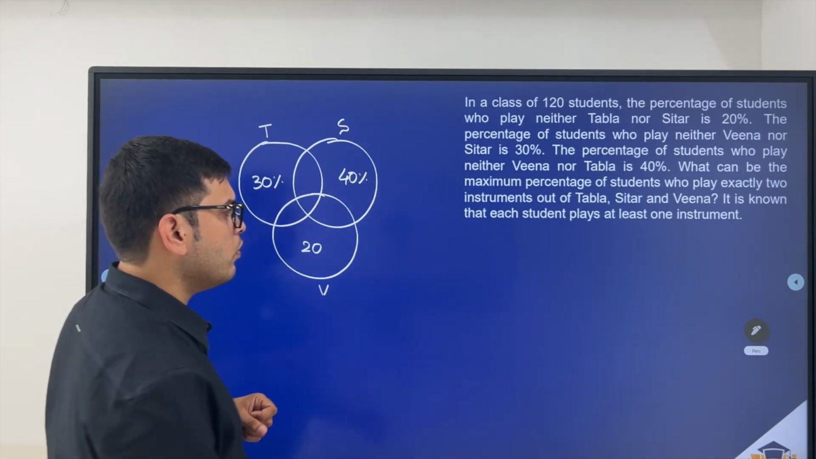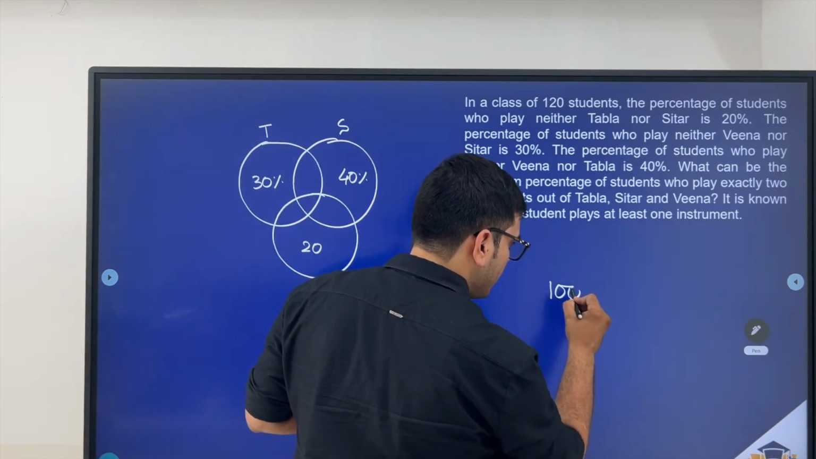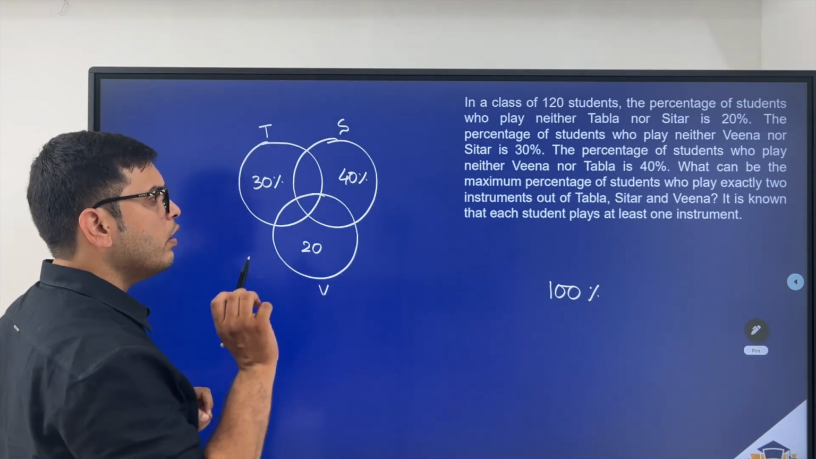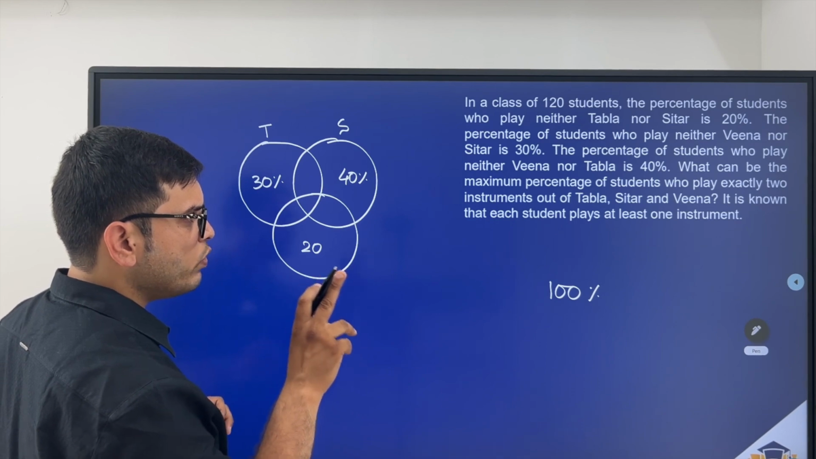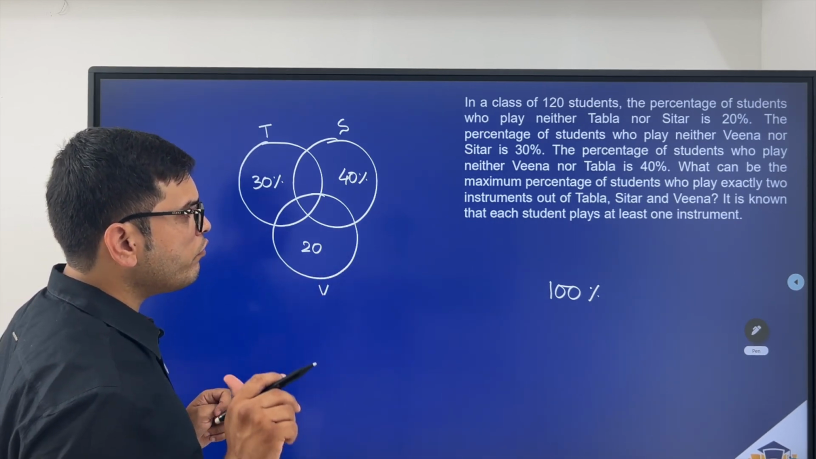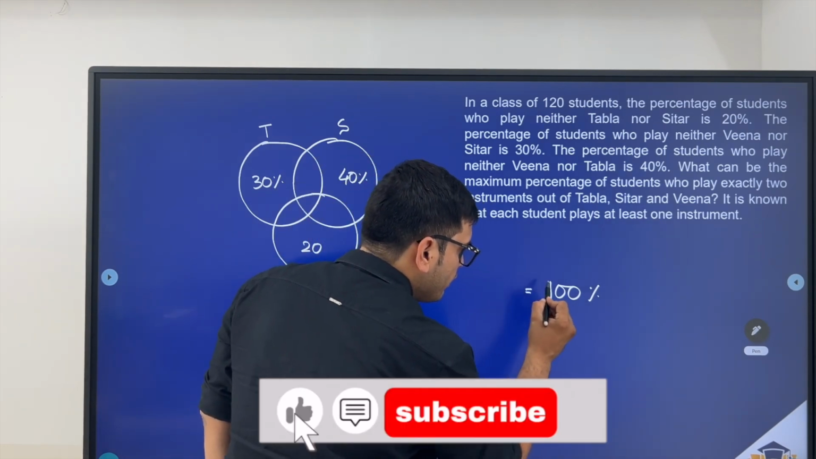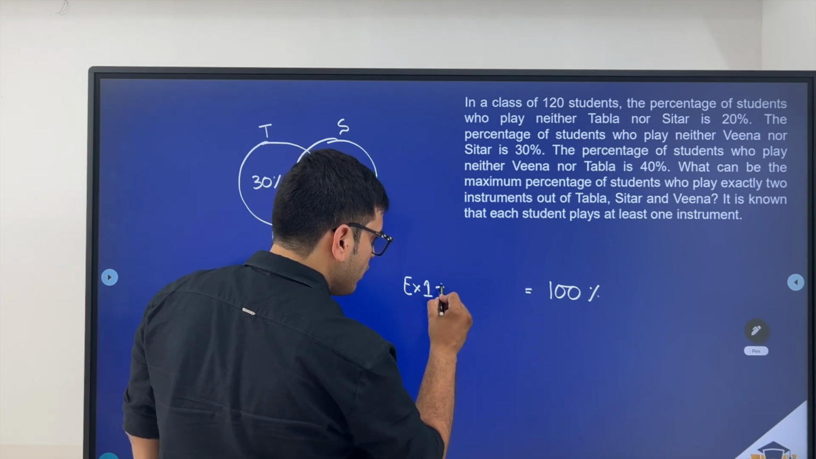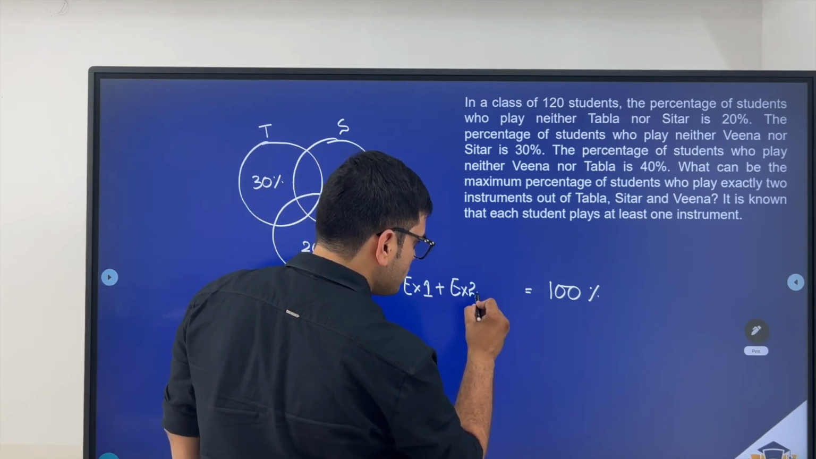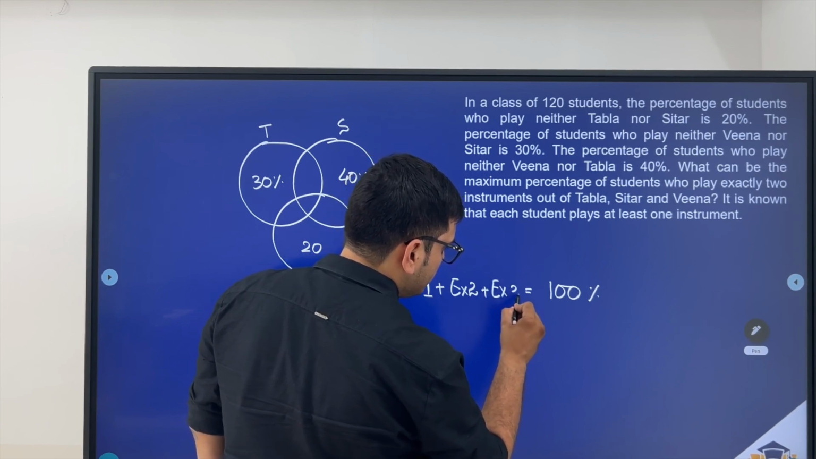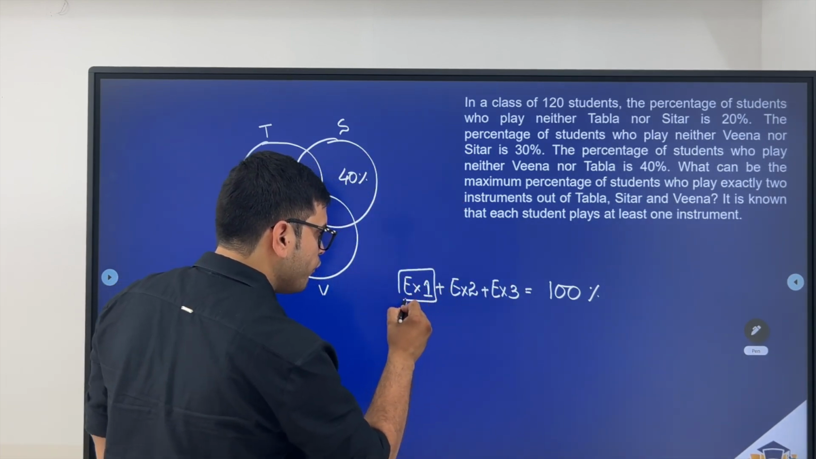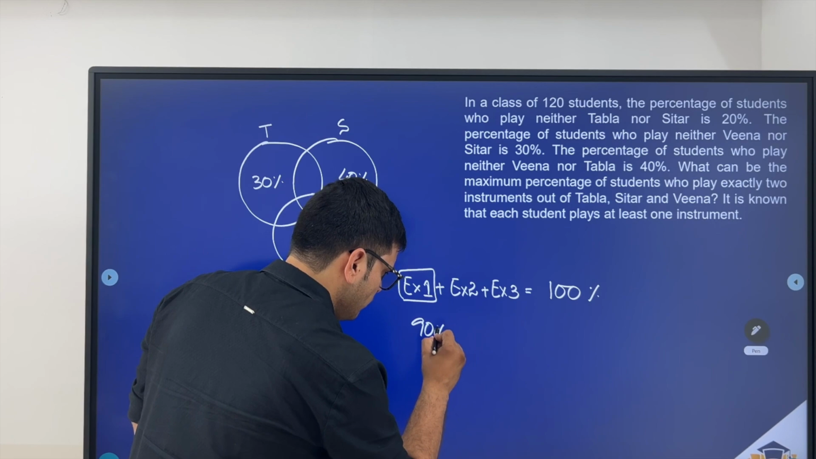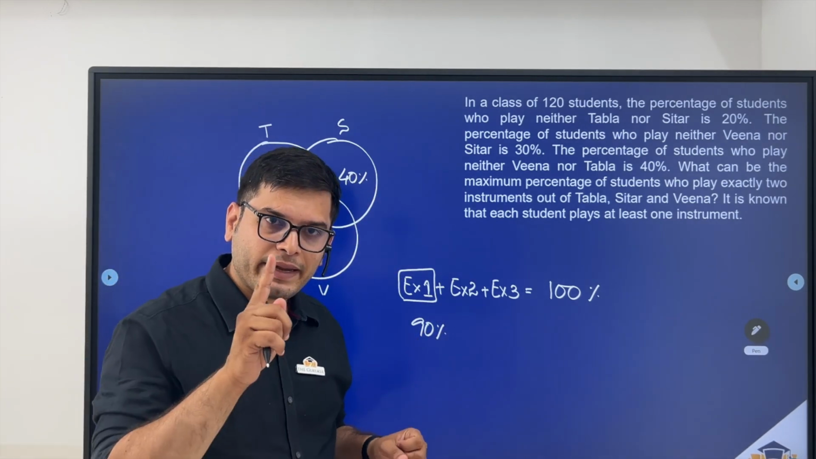Right, and we know that all 120, which is nothing but 100% of the students, play at least one of these three instruments. Now we are asked to find the maximum percentage of students who play exactly two instruments out of tabla, sitar and veena. Now I can divide this 100% as students who play exactly one instrument plus students who play exactly two instruments and students who play exactly three instruments. Now we have a definite value for this. This is nothing but 20 plus 40, 60, 60 plus 30, 90. So we have 90% of the students playing exactly one instrument.